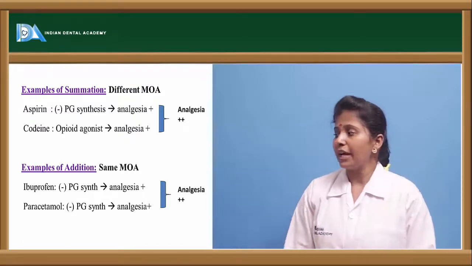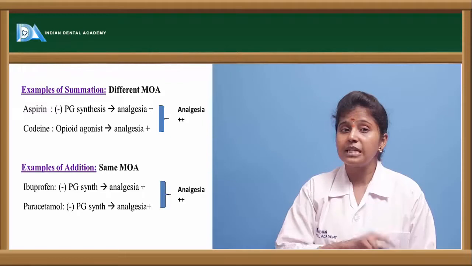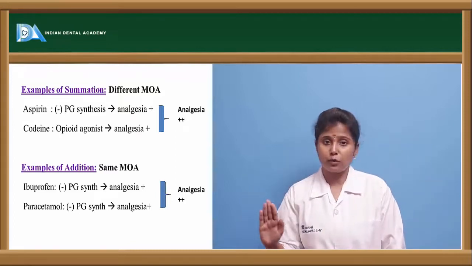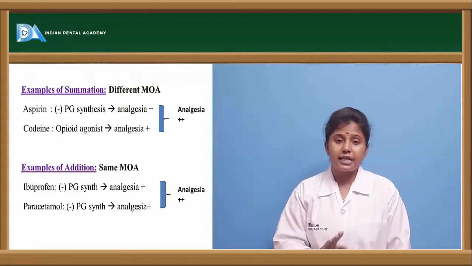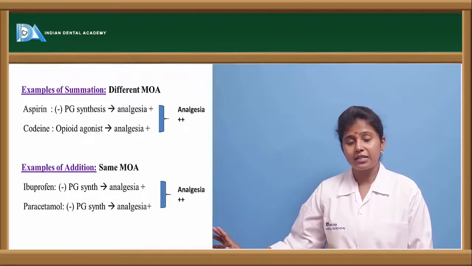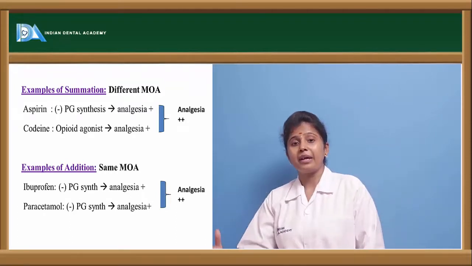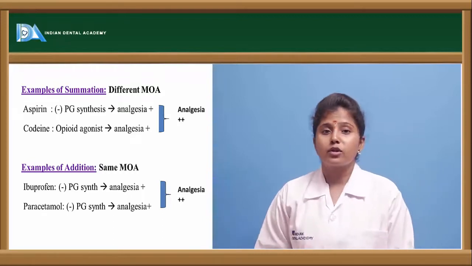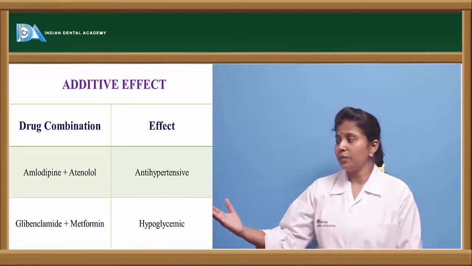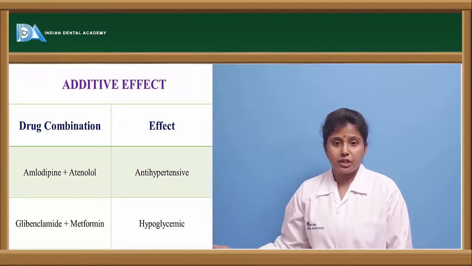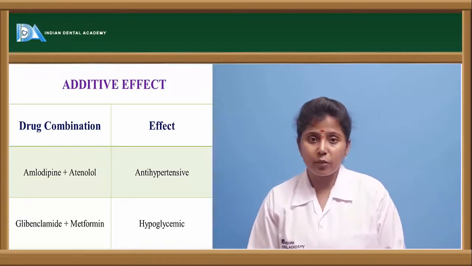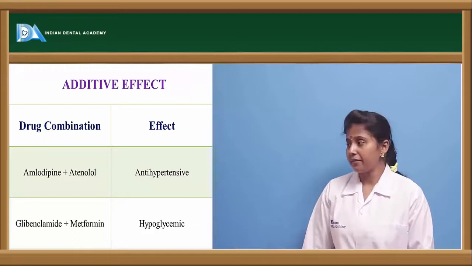And for the example of addition, these are drugs which act by the same mechanism of action. For example, ibuprofen as well as paracetamol: these two drugs inhibit prostaglandin synthesis and thereby they are reducing pain. So if we combine these two drugs, they also increase the analgesic activity. So the net result is the same, but it may be because of different mechanisms of action or because of the same mechanism of action of the drugs. And examples of additive effect: amlodipine combined with atenolol shows a better result as an antihypertensive. And glibenclamide, when combined with metformin, shows a better hypoglycemic effect.